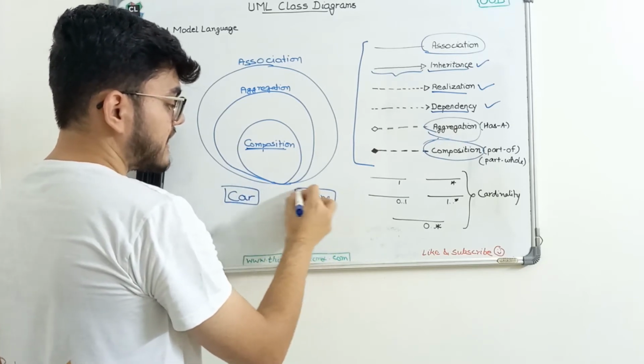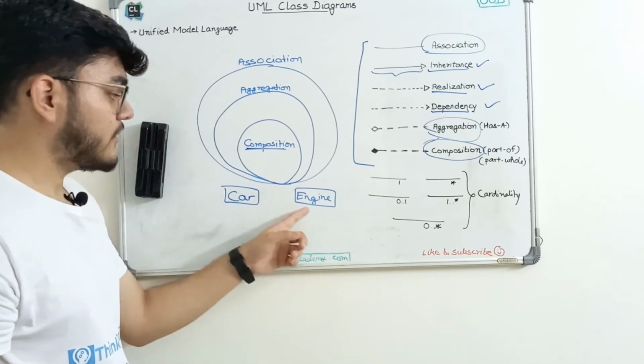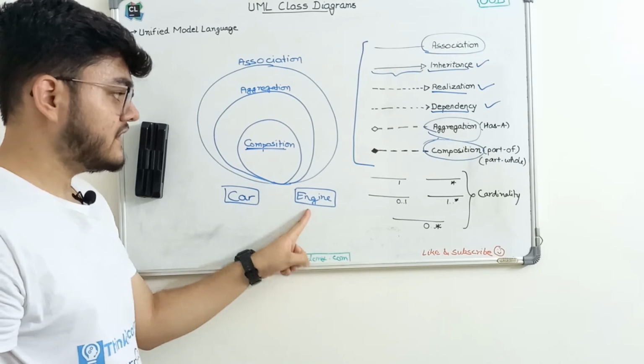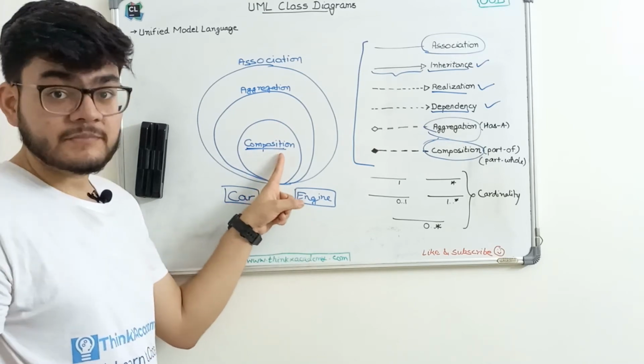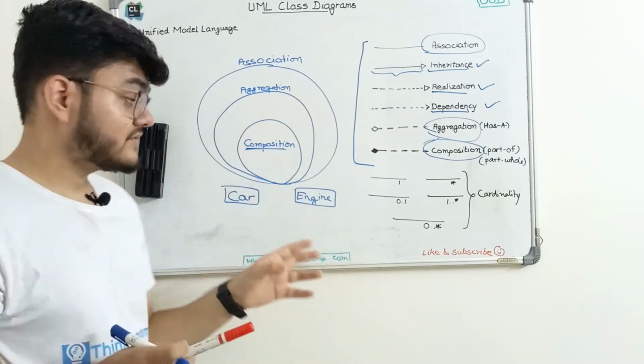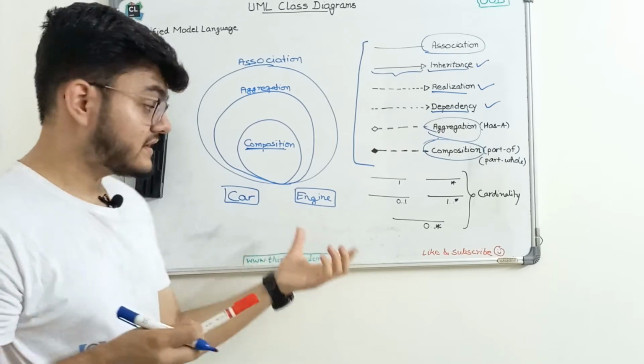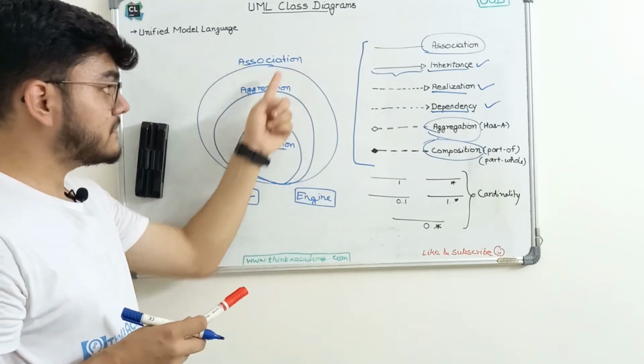So let's say we have a class car and we have a class engine. We need to ask one question from us. If I want to derive the relationship between this car and engine, I will first answer whether it is a composition. If it is a composition, then I will have to check whether it is aggregation. If it is aggregation, then I'm going to say that class car has a relationship of aggregation with engine. If not, then we will move towards association.